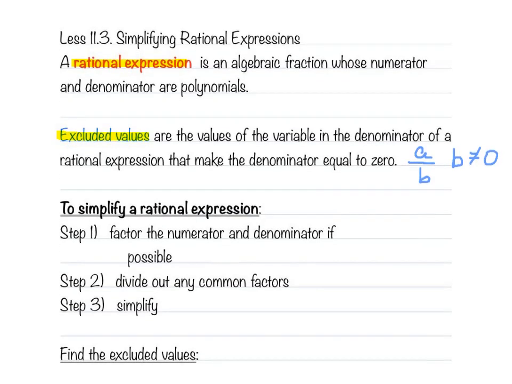Here are your steps to simplify a rational expression. Step number 1, factor the numerator and the denominator if possible. Step number 2, divide out any common factors. We can also call that reduce or cancel out any common factors. Step number 3, simplify.